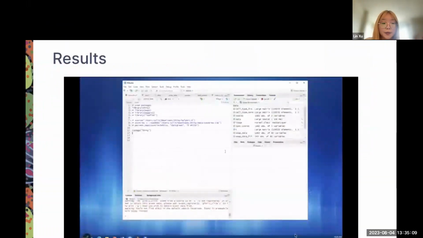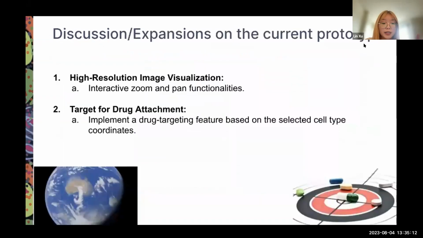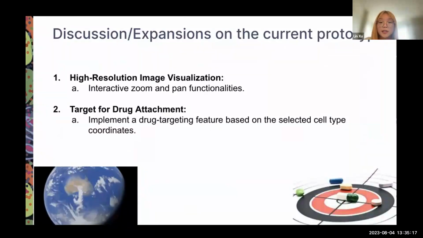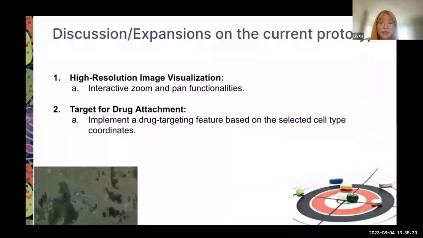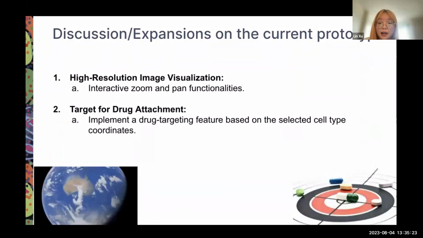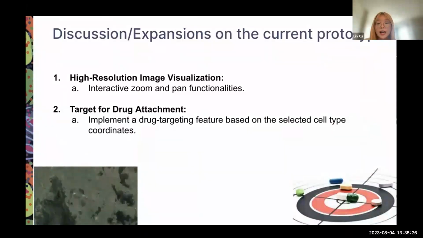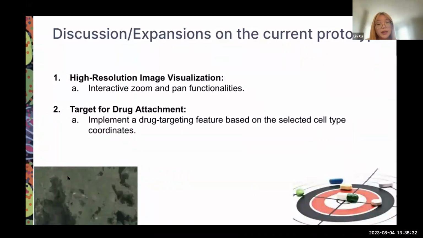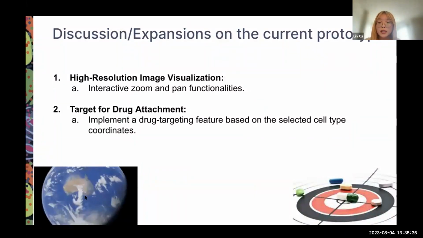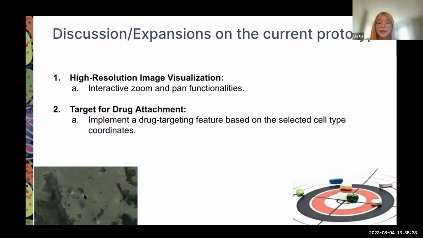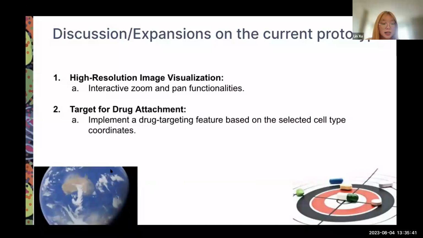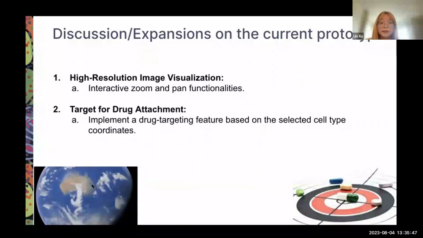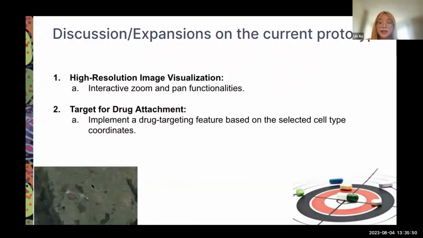Based on the results I have, here's the discussion for the expansion of the current prototype. Firstly, as you can see from the results part, I am able to upload the histology image. We want to add the ability for users to zoom in and zoom out in order to get more detail with high resolution, so that we can see more detail for a single spot. We also want to zoom automatically to where the selected spot is when we click on the UMAP plots.